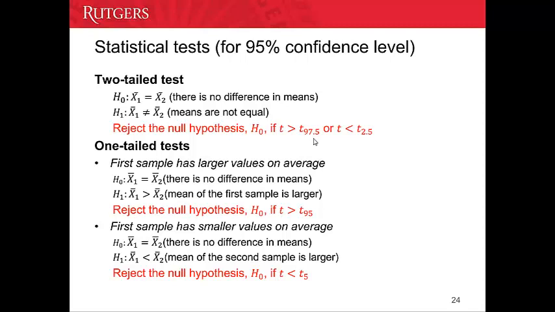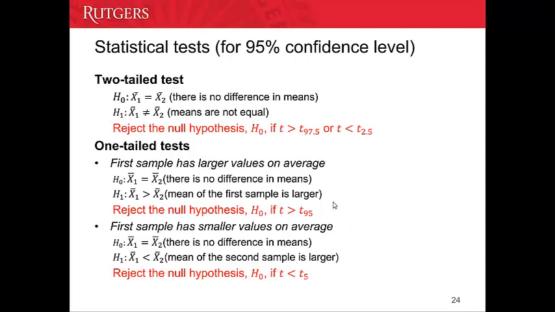If we know the first sample has a larger value on average, we can set the alternative hypothesis that the mean of the first sample is larger than the mean of the second sample. In this case, if the t-score we calculated is larger than the 95th percentile of the t-distribution, we reject the null hypothesis in favor of the alternative hypothesis, which means the mean of the first sample is larger than the mean of the second sample. Otherwise, we do not reject the null hypothesis.